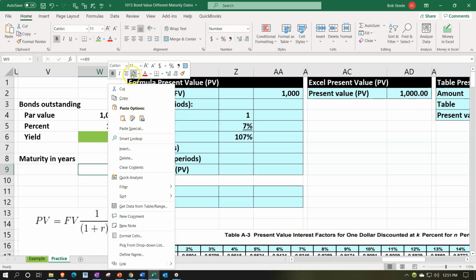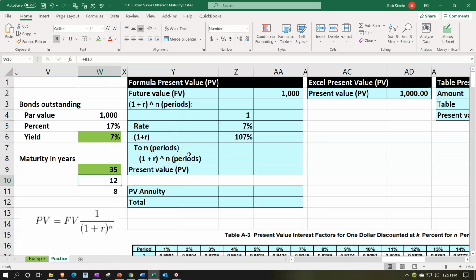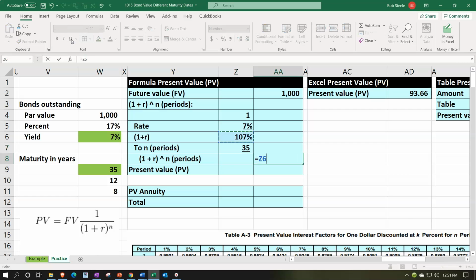I'll make that green too, because that's where our focus is. That's the thing that's going to change as we move forward. 35, and underline that one. And this is going to be equal to the 107% shift 6 caret, to the power of, in other words, 35 years. Home tab, numbers, pennies and decimals, and then home tab, numbers, and underline.